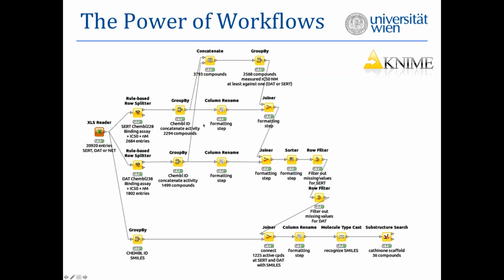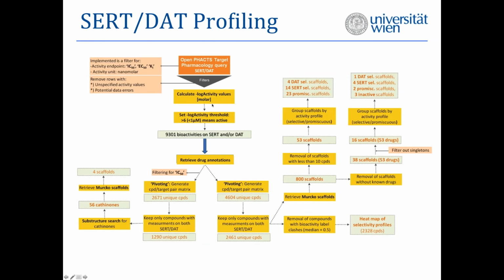So this is a KNIME workflow where we basically do the following. Sorry for this slightly crowded slide. I will just guide you through the main tasks. We search for SERT and/or DAT inhibitors. We retrieve all the compounds. You see here it's 9,300 bioactivity reports in the Open PHACTS Discovery Platform. We filter for IC50 to have comparable activity values. Then you see here for the two targets, you have different numbers of compounds, and then we keep only those where we have measurements on both SERT and DAT.